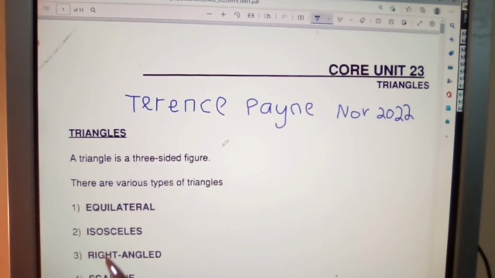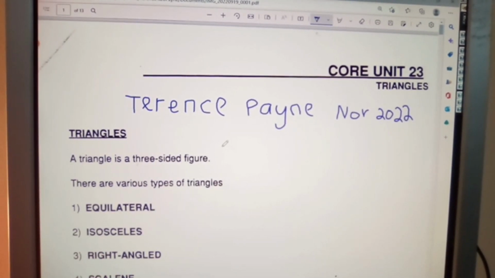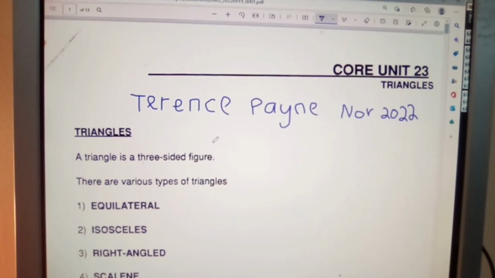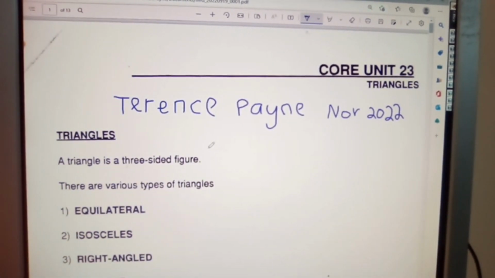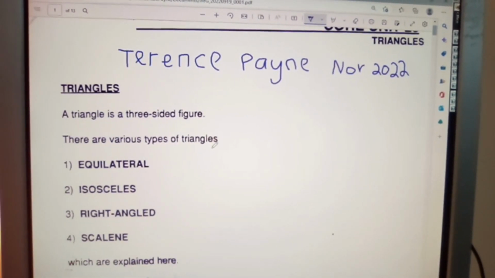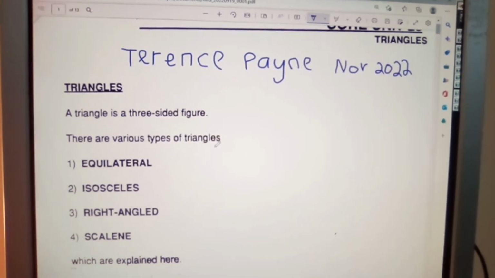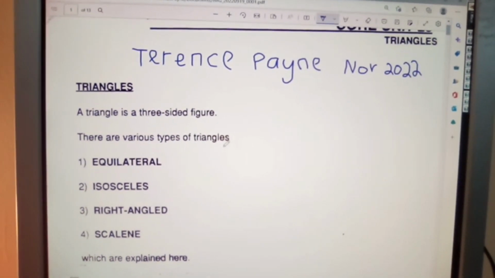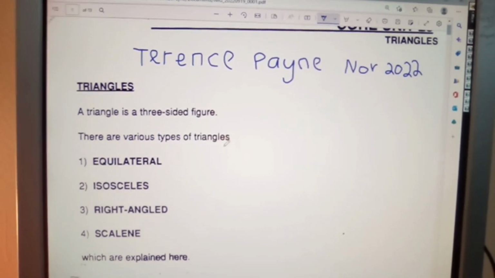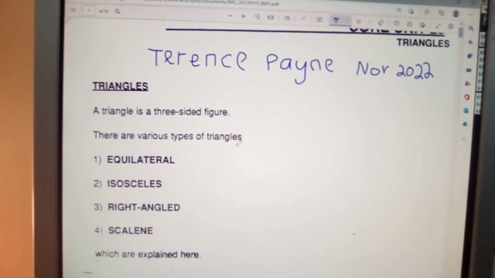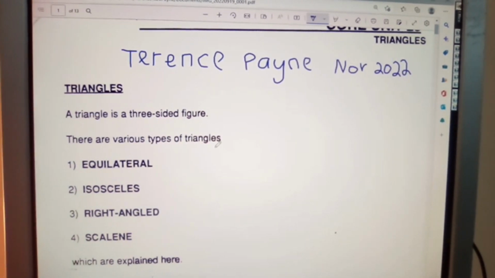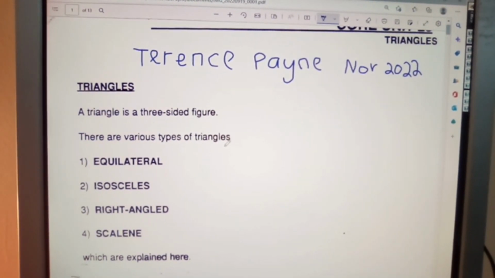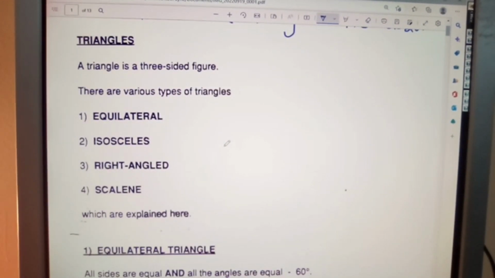Right angled triangles, and we have what we call scalene triangles. Now each of these will be explained as we proceed through each triangle. Okay. Now what we're going to look at first is equilateral triangle.